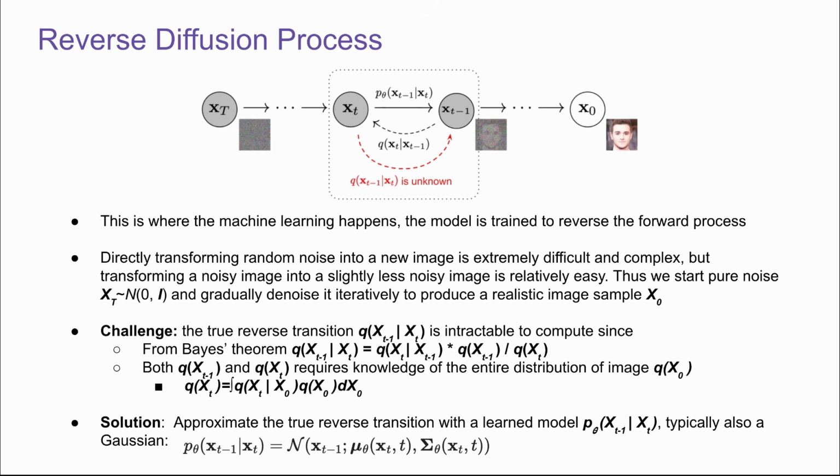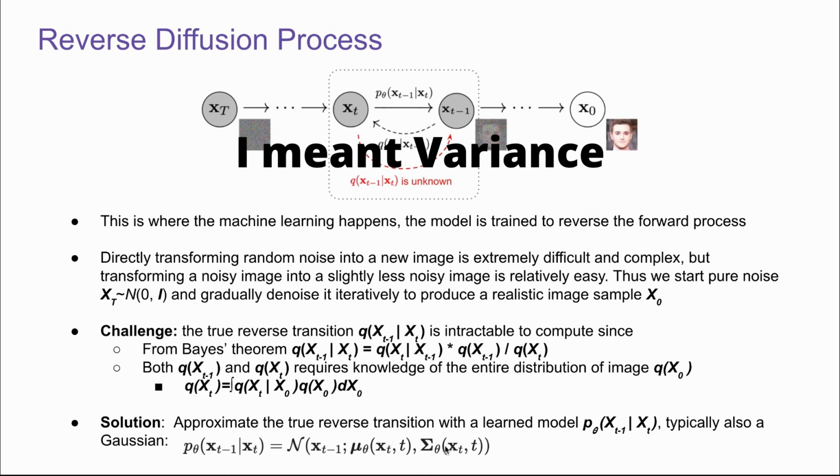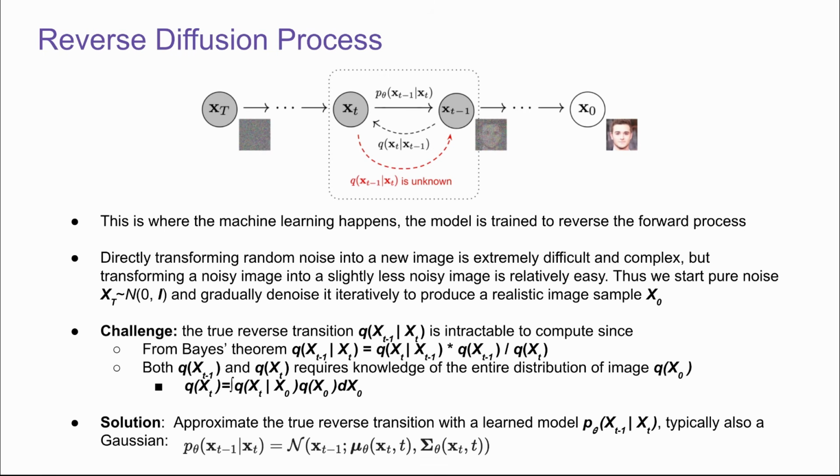How do we solve this problem? The solution is to approximate the true reverse transition with a learned model p, where theta represents the parameters. Typically, it's also a Gaussian normal distribution. The approximation distribution p theta of xt minus 1 given xt is this normal distribution. The expectation is a learned expectation, and the standard deviation is a learned standard deviation. This might sound familiar because we have gone through a very similar process in the autoencoder deep dive.